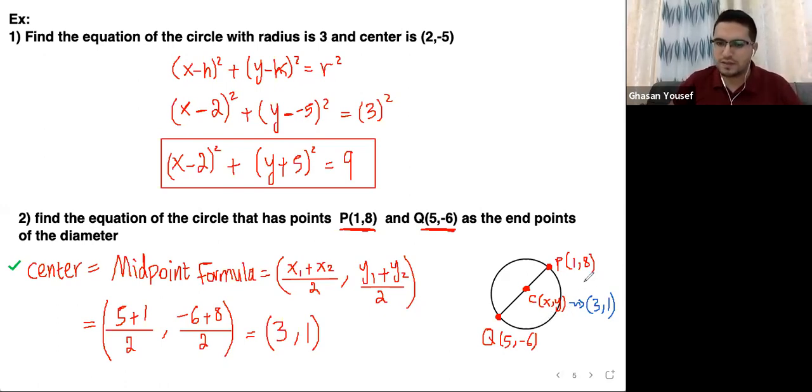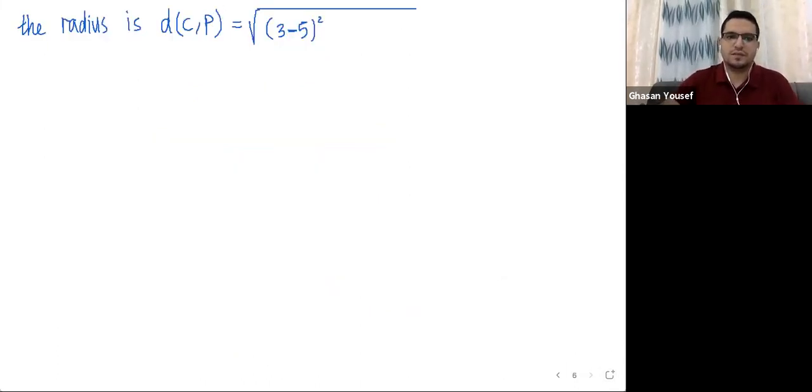I'm going to use the distance between C and Q. C and Q is easier than B. Can you write the formula? Yes, we can write the formula. I'm going to write the formula here.